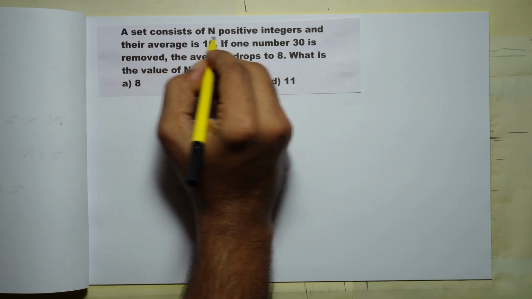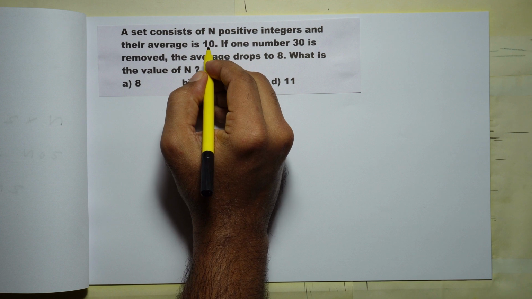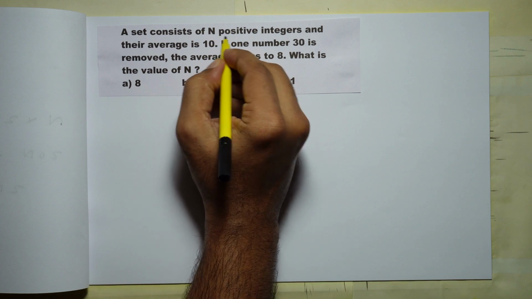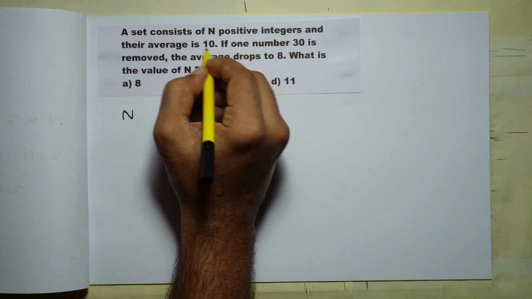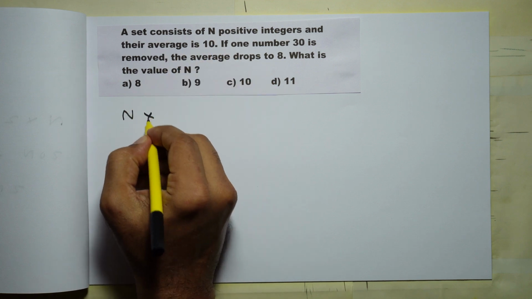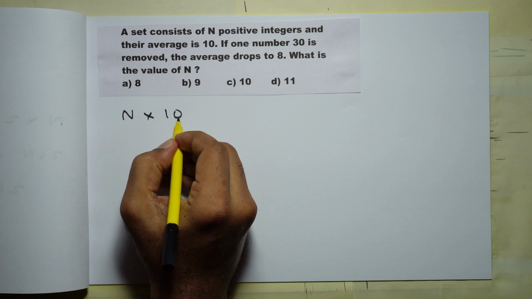A set consists of n positive integers and their average is 10. So first of all, we'll find out their total sum. So n positive numbers are there and their average is 10. So n numbers into their average 10. This is their total sum.